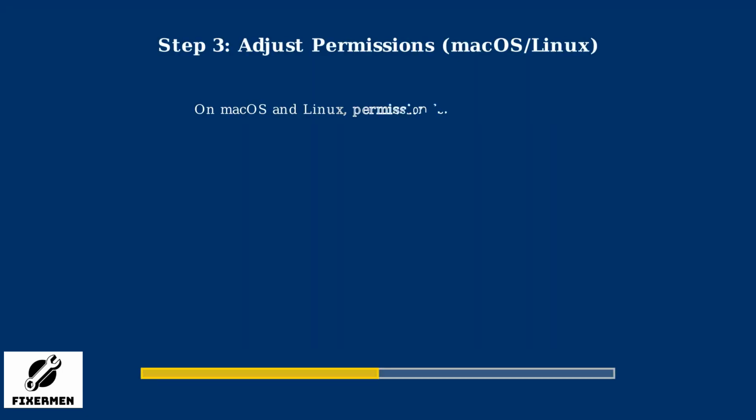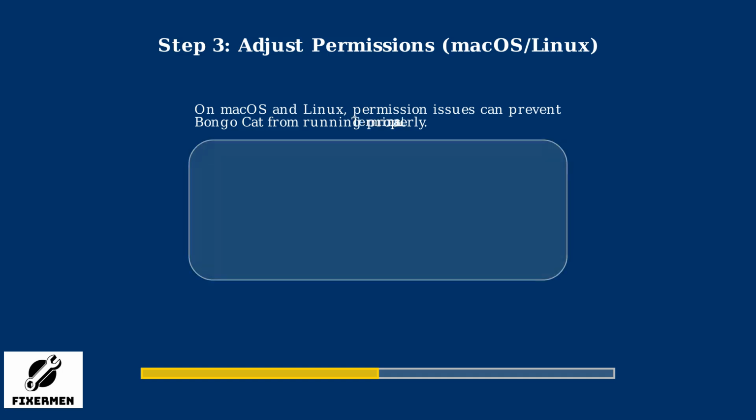On macOS and Linux systems, permission issues are a common cause of the missing executable error in Bongo Cat. When files don't have execution permissions, the system blocks them from running, even if they're properly downloaded and located. To fix this, open your terminal application. Navigate to the Bongo Cat directory where you extracted or downloaded the files.